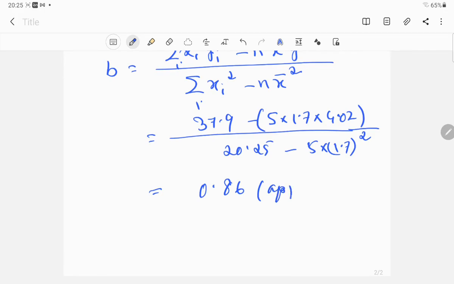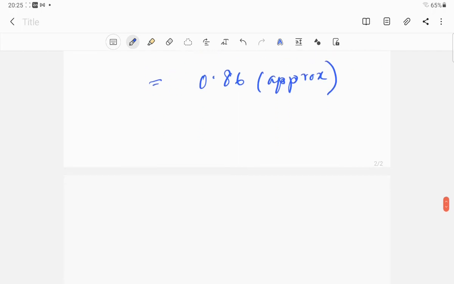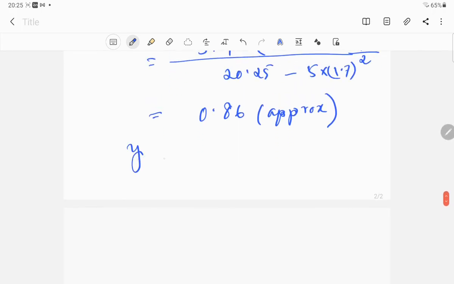I'm again writing the approximate value. You may write up to third or fourth decimal places, but it should be approximately 0.86 or 0.8, like that. So if you find some other value, you can let me know. Therefore the straight line is given by a plus bx, simple. So a we have got 2.72 plus b is 0.86 x.